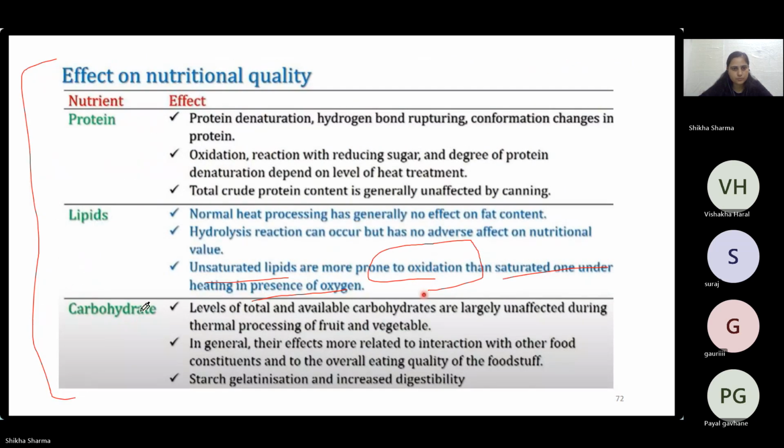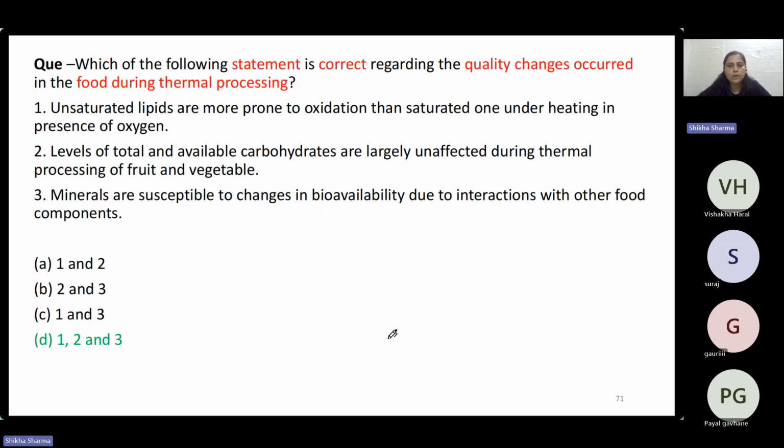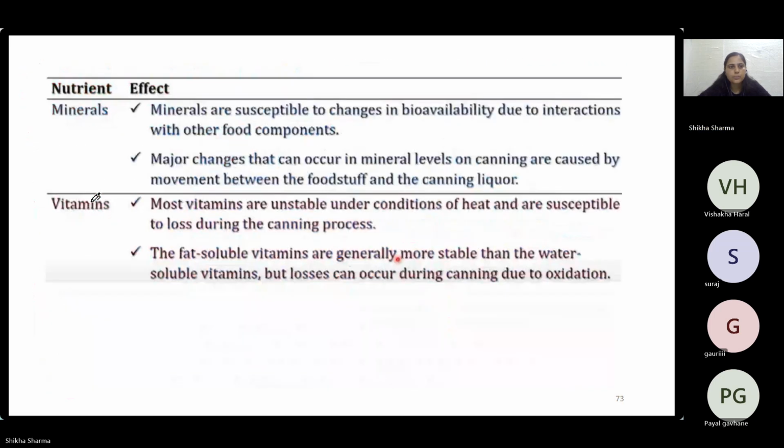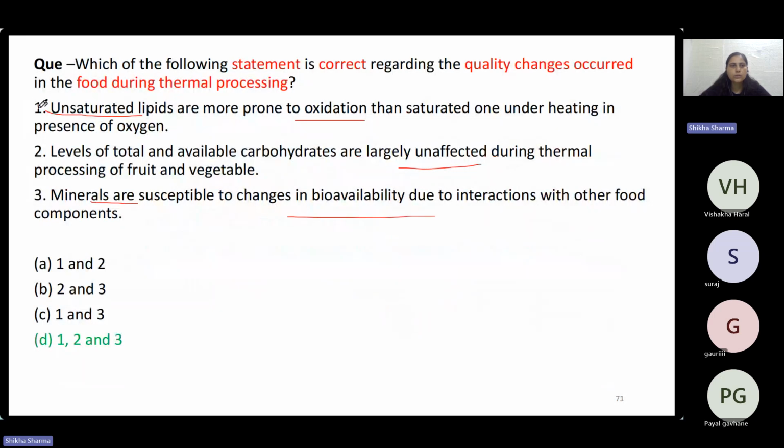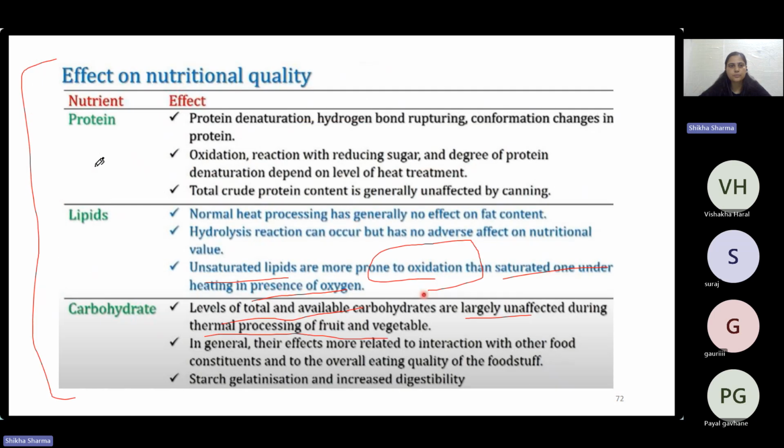Then carbohydrates. The level of the total and available carbohydrates are largely unaffected during the thermal processing of fruits and vegetables. So carbohydrates will be unaffected. Unsaturated lipids will go through oxidation, and minerals, let's see. Minerals are susceptible to changes in bioavailability due to interaction with other food components. So all three are correct. So D is correct answer.